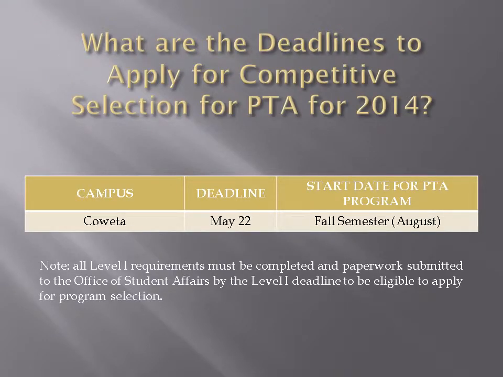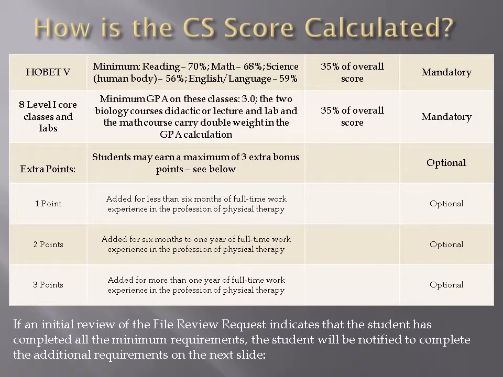What are the deadlines to apply for competitive selection for PTA for 2014? For the Coweta campus, the deadline is May 22nd, and the start date for the PTA program is fall semester, which begins in August. Note, all Level 1 requirements must be completed and paperwork submitted to the Office of Student Affairs by the Level 1 deadline to be eligible to apply for a program.